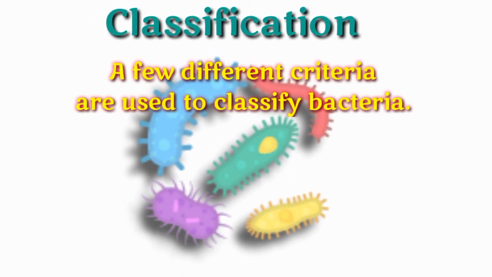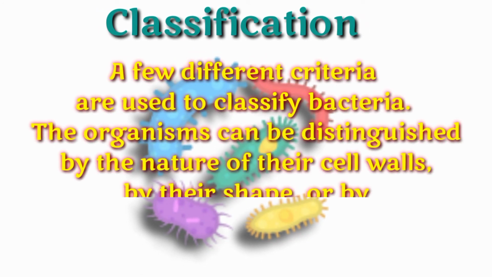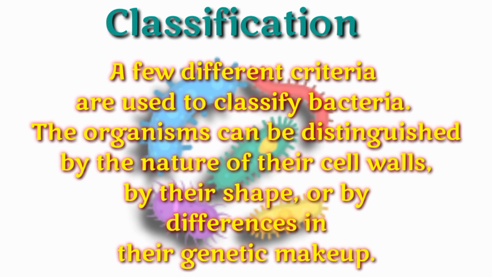Classification: a few different criteria are used to classify bacteria. The organisms can be distinguished by the nature of their cell walls, by their shape, or by differences in their genetic makeup.